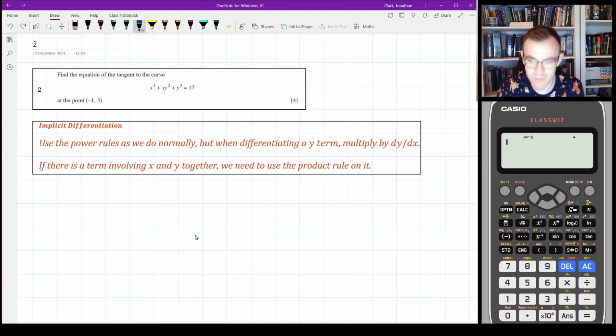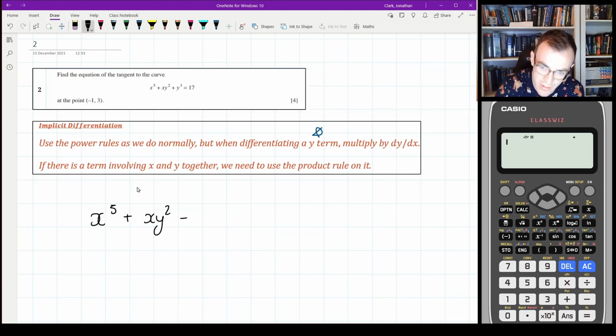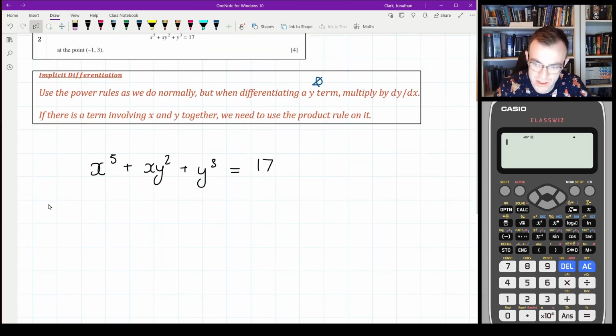So that's my process. I've made a little note on how I need to deal with y terms. You can see that here. And I've also made a note on how to deal with combined terms that involve x and y. And I can see one here, xy squared. So let's write it down first of all. x to the 5 plus xy squared plus y cubed is 17. So what I'm going to start to do is differentiate every single term.